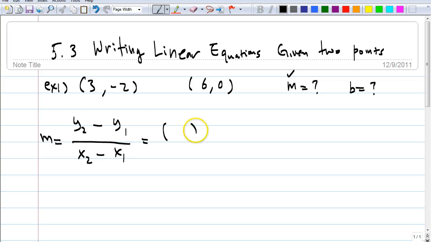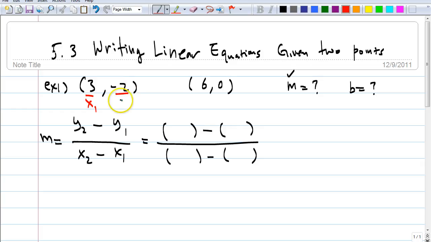So I'm going to put parentheses here, minus parentheses, over something minus something. And we taught you a little trick. Instead of calling the 3 x sub 1, what should we call the 3 when we label these? You guys remember the little trick that I showed you? Don't worry about it. Okay, well, if you don't remember, that's fine. We'll write x sub 1. Then y sub 1 is from the first point. This is then x sub 2, y sub 2.